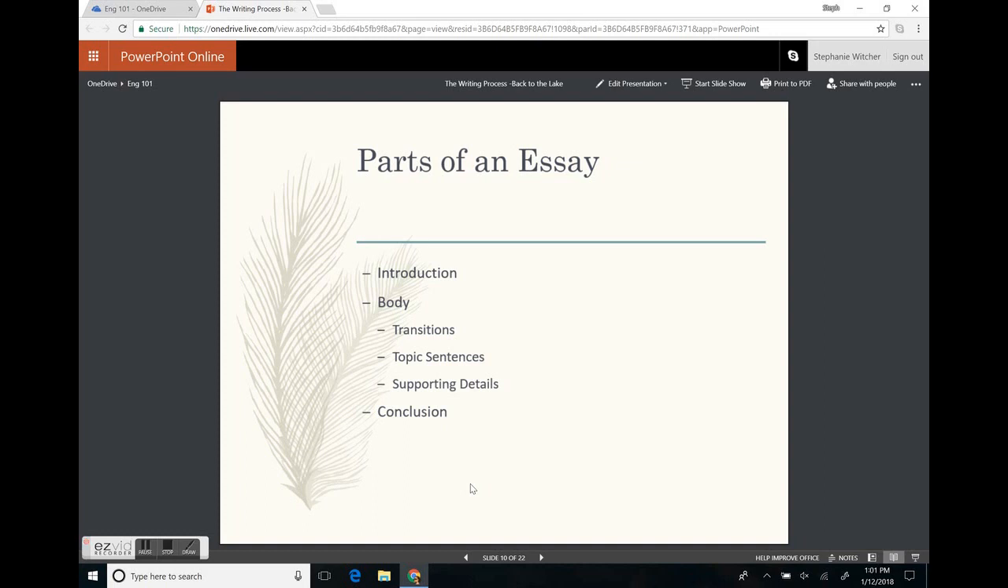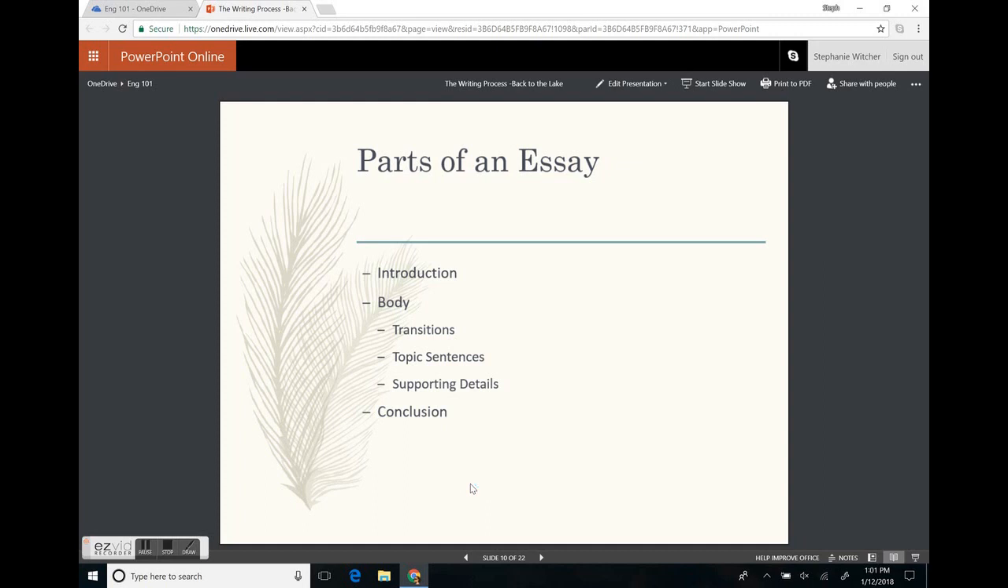All right, so really quickly, I want to make sure that we all understand this. These are the major parts of an essay. The first paragraph typically is the introduction. Now, sometimes it's multiple paragraphs if you're writing a really long paper. At the end of that introduction will be the thesis statement.